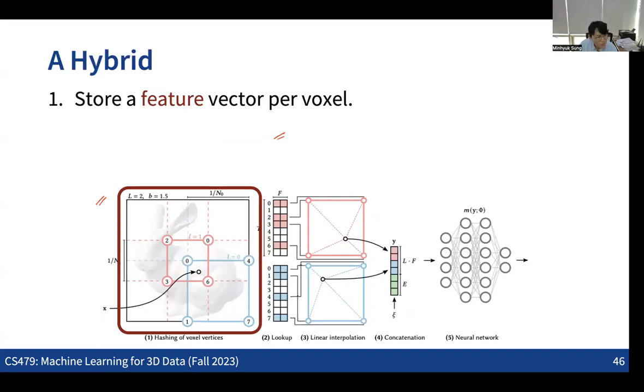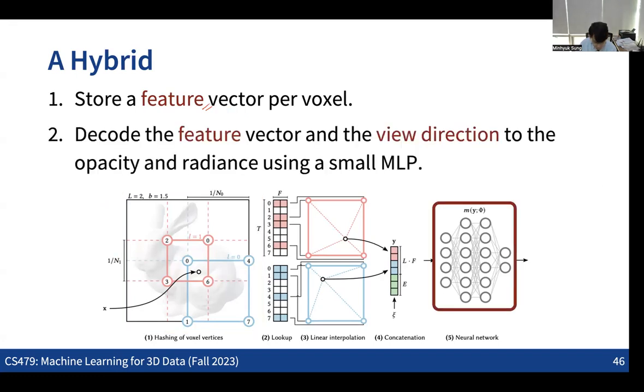There are lots of ways of making a hybrid representation. But one thing we can do here is that we are storing not directly the opacity and the radiance information, but the feature for each of the voxels. So instead of directly storing the radiance and the opacity, we are storing a feature vector for each of the voxels, and then decoding this feature vector using a small MLP. So we are using both the voxel representation and also the MLP.